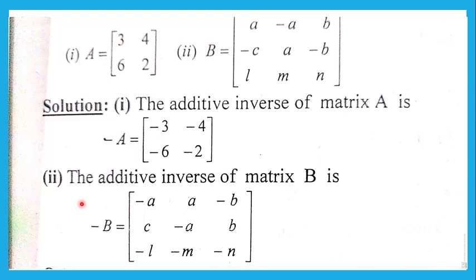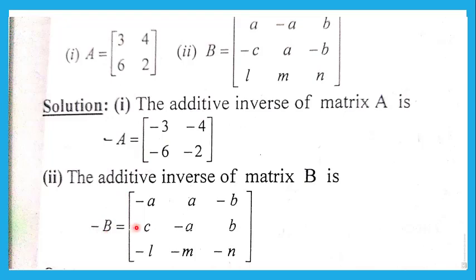Now moving to the second question, B is equal to [a, -a; b, -c; a, -b; l, m, n]. So we need to find the additive inverse of this matrix as well. What we need to do is just change the signs. We need to change the sign of B, and then we need to change the signs of each and every element that's inside the matrix B.